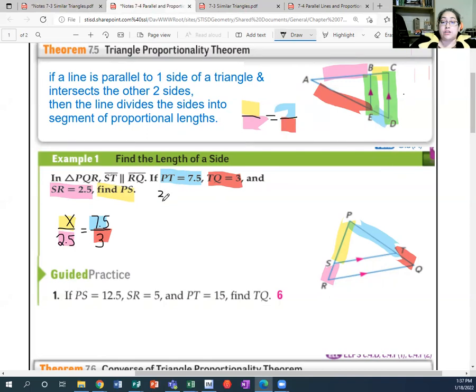While I jot down the algebra, do we have any questions on how I did this setup and use this triangle proportionality theorem? Check in the chat. Check in the classroom for hands raised. I don't see anything. So I assume everyone feels okay with me getting an answer of 6.25.